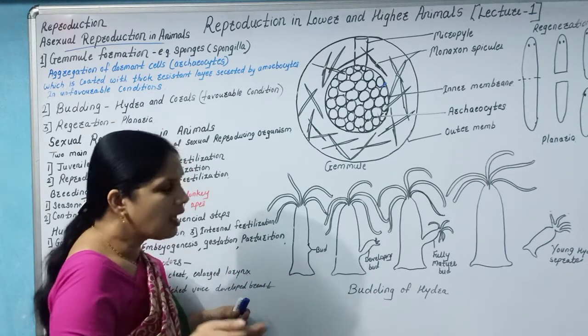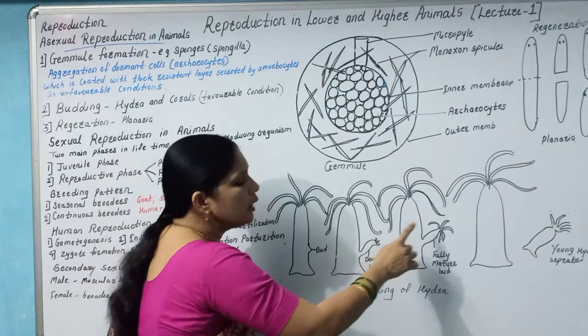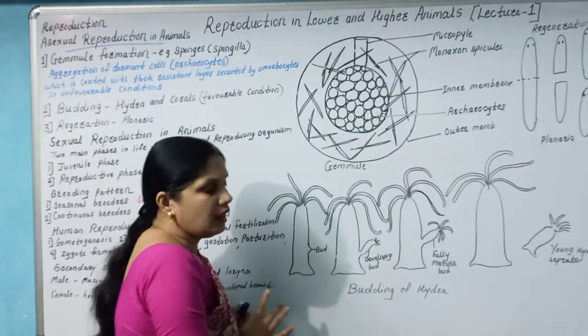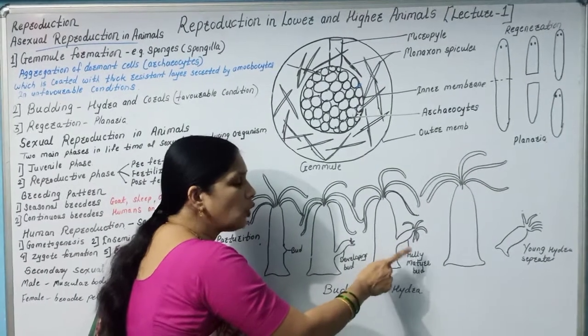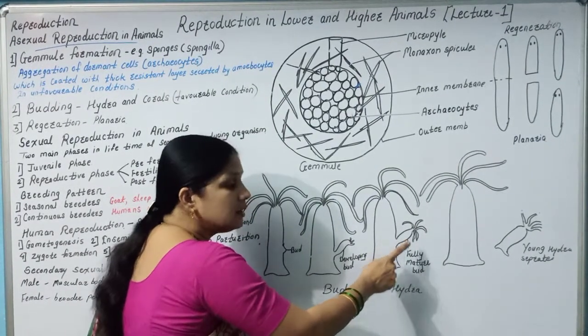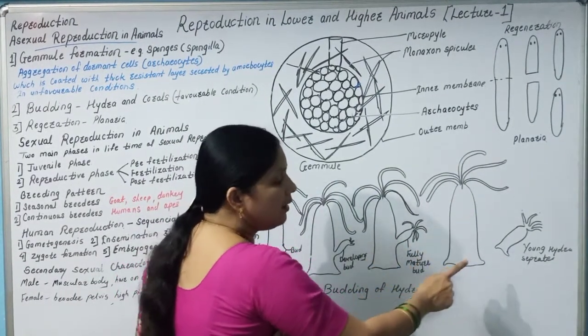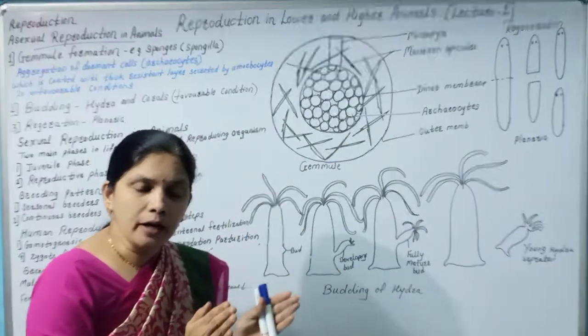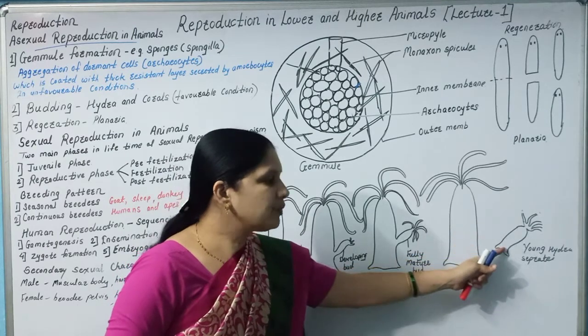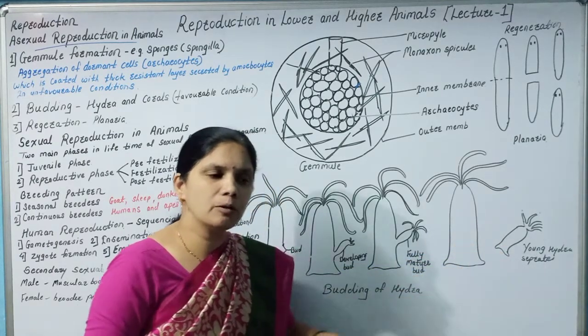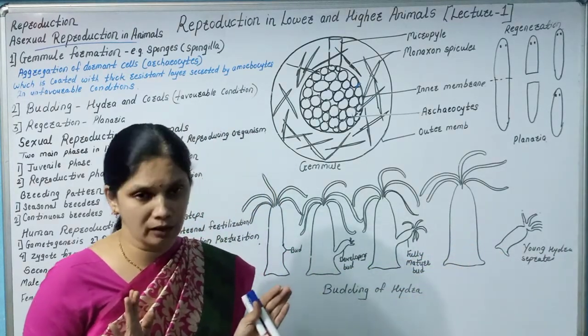ही bud हळूहळू काय होईल? Develop होत जाणार आहे. Then this bud when fully mature, after the maturation of this bud, this young Hydra is separated or detached from the parent Hydra, and then it attaches to the substratum and lives independently.